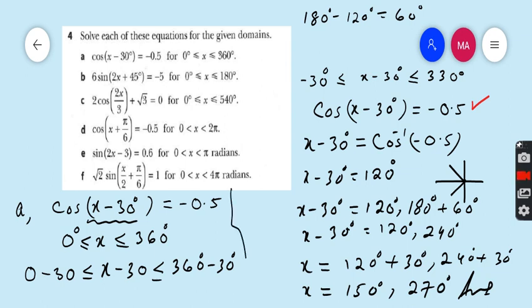Because minus 30 degrees lies in the fourth quadrant, and in the fourth quadrant the value of cos is positive. Therefore, only two values, that is 150 degrees and 270 degrees, can give the value of cos as negative. Hope you understand. Let's start the next part.